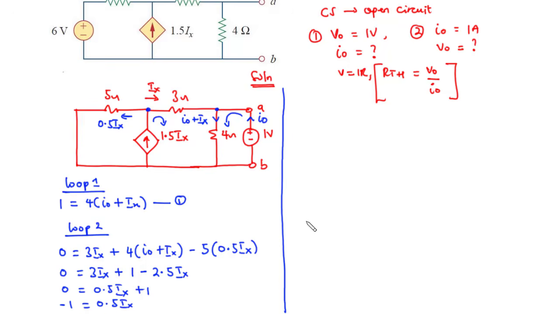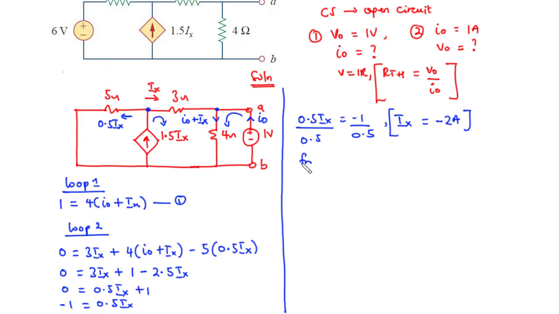Okay, so we have 0.5 Ix equals negative 1. We divide through by 0.5, and then we have Ix equal to negative 2 amperes. So this is the value of Ix. Now the focus is to find the value of I0.